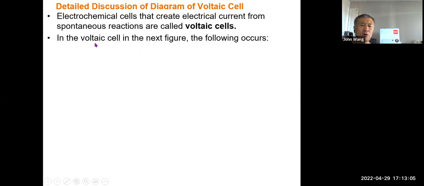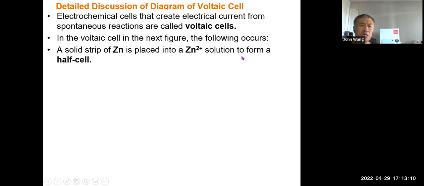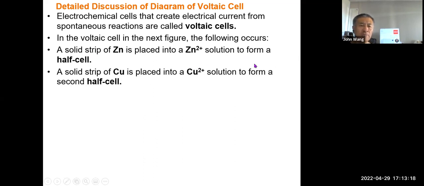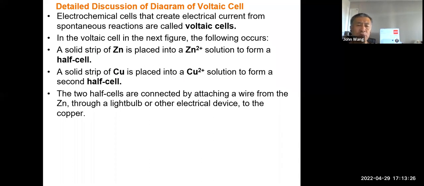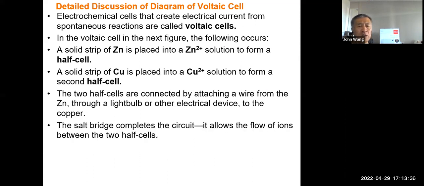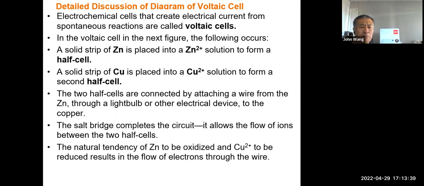So in the voltaic cell, in the next figure, the following reaction happens. A solid strip of zinc is placed into a zinc 2+ ion solution to form the half reaction. And then a solid strip of copper is placed into copper 2+ ion to form the second half reaction. We know that if you put them together, they will react together. But you don't want the electrons to go directly from zinc to copper ion. You want to harness that by using a device.